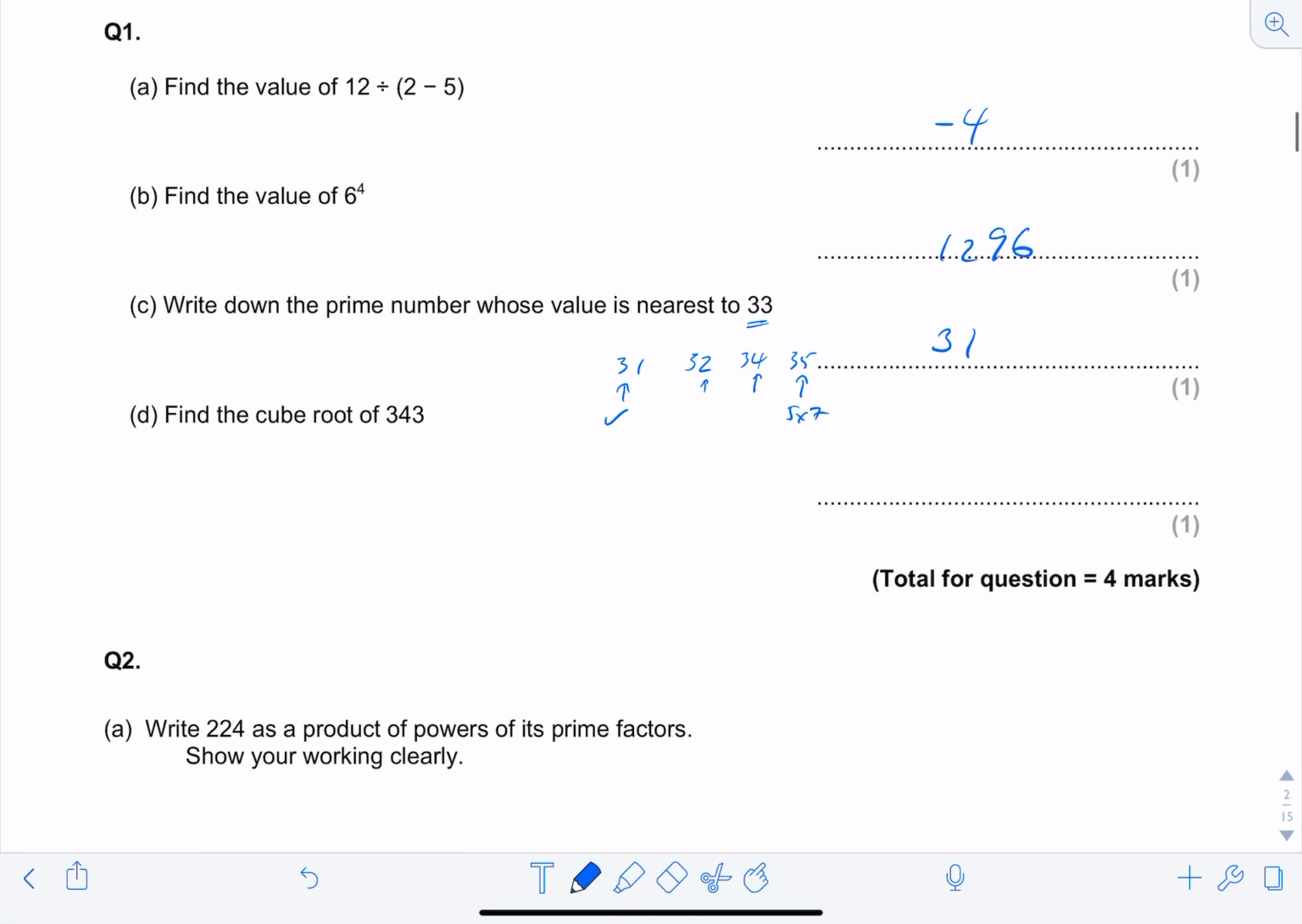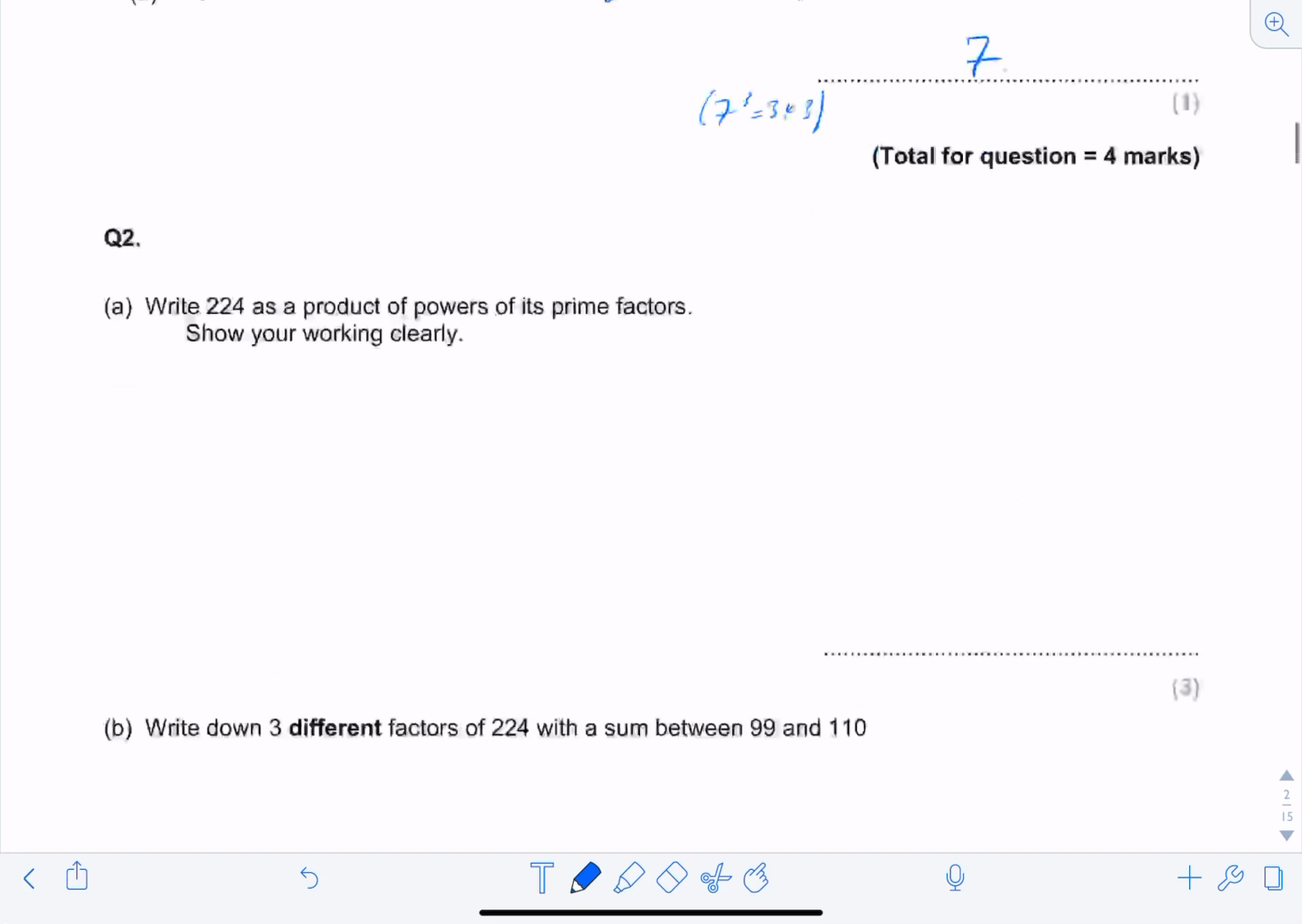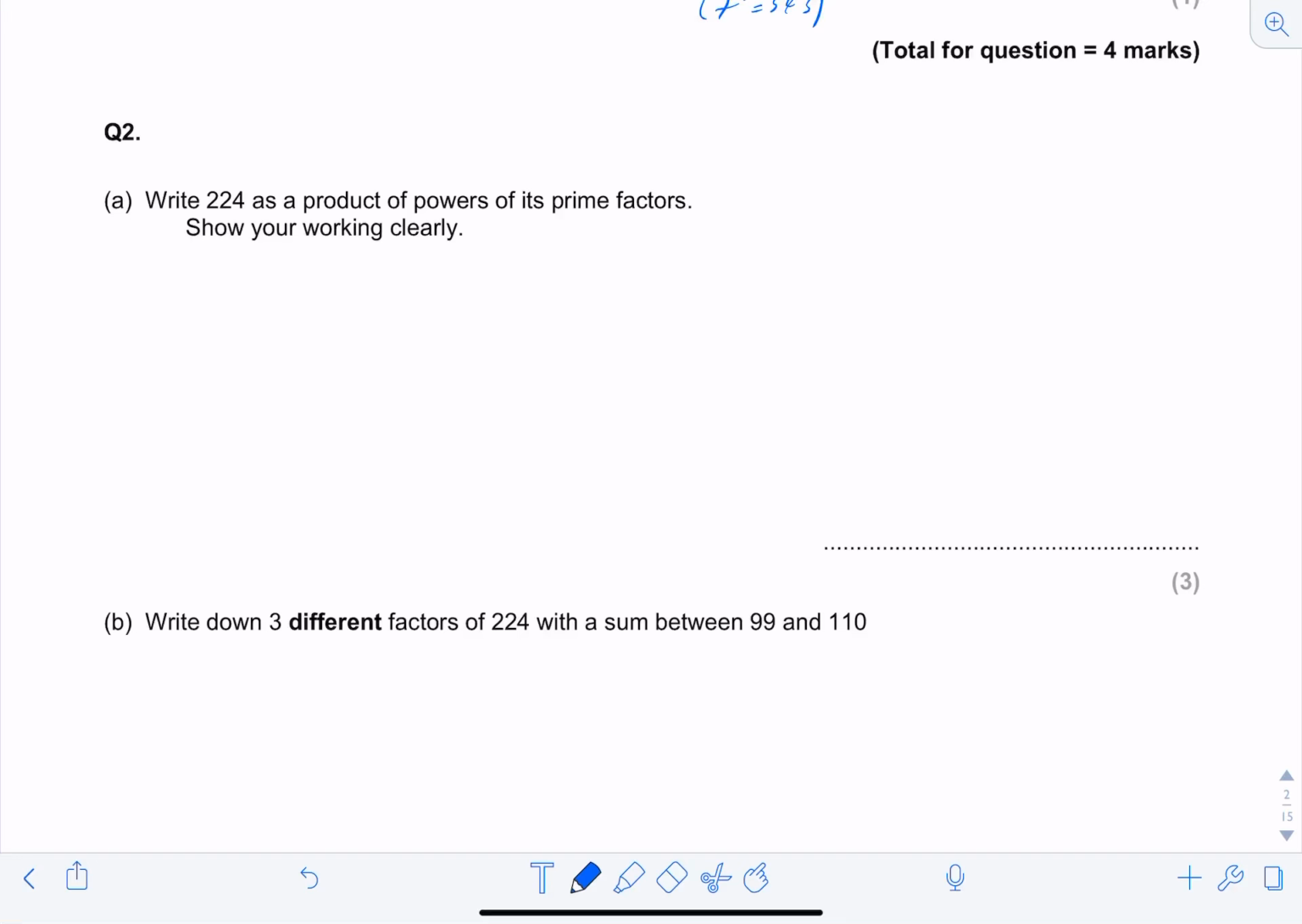The cube root of 343, calculator work. Thank you very much. The cube root of 343 equals 7. That means that 7 cubed equals 343. I'm just going to check that. 7 times 7 times 7, 343. Yes. Question number 2. Write 224 as a product of powers and its prime factors.